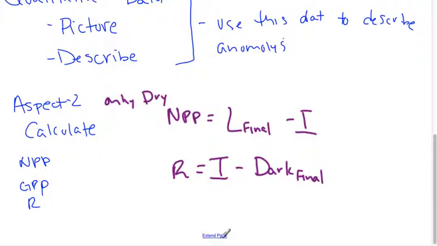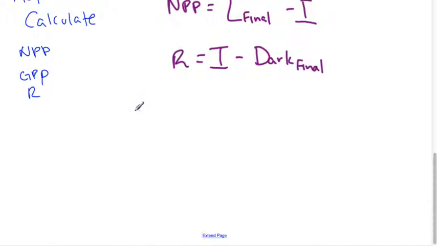And the next part only really works when your initial value is the same for both light and dark, and for us it was. But I want to go through and show you how you would do it without having the initial value be the same. So let's go ahead and take a look at GPP. Gross primary productivity is NPP plus your respiration. And we can just take these equations up here and fill them in.